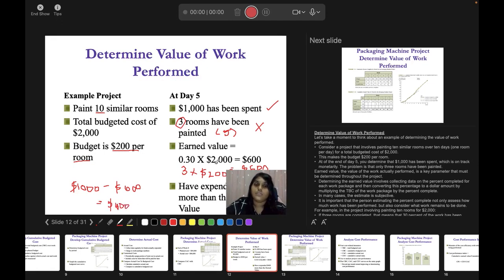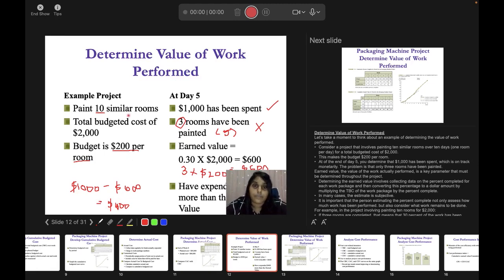So in this situation you are supposed to use 1000 for 5 days, and you are supposed to paint 5 rooms, but you only managed to paint 3 rooms. That means you are only supposed to use $600. But then you have used 1000. That means 1000 minus 600, you have used over the limit. You have exceeded your earned value by $400. I hope you understand.